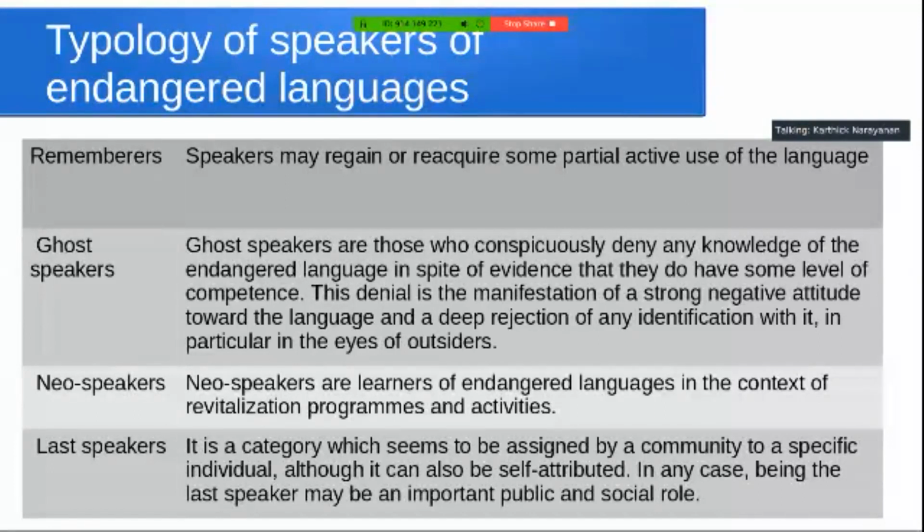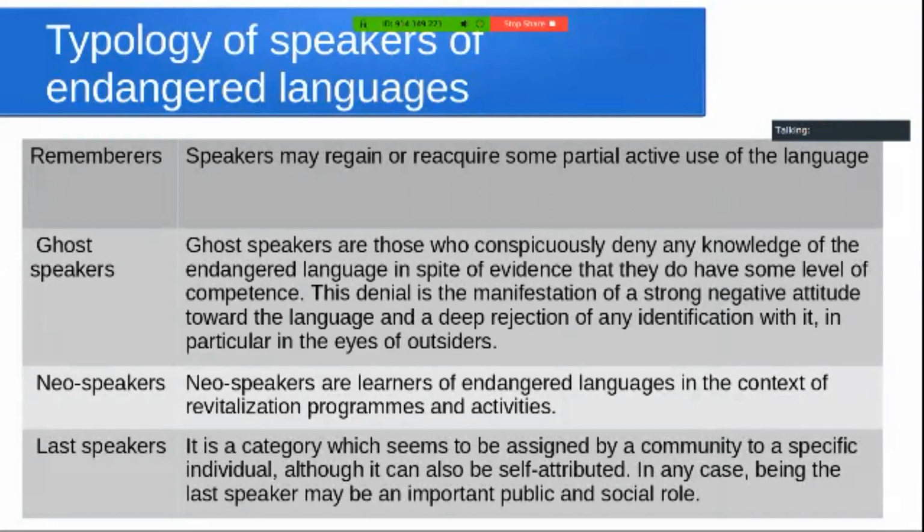Ghost speakers are those who deny that they know the language. They know the language, but they deny it to a linguist or a documenter or anyone who wants information on the language, though they might have some competence level. The denialism has to be very clearly seen as a very strong manifestation of a negative attitude towards the language and a deep rejection of any identity that is associated with the language. So these are the ghost speakers. And there are these neo speakers. Neo speakers are learners of endangered languages in the context of a revitalization program.